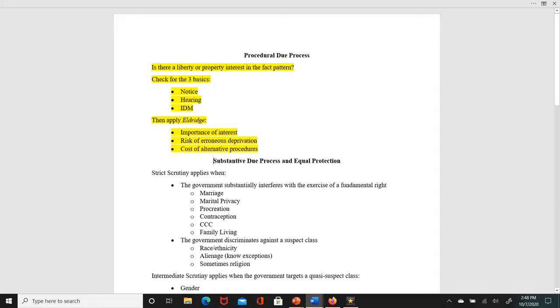When you see a claim like that, the first thing you want to check is whether there is a liberty or property interest at stake in the fact pattern. I don't have everything on this outline, some of it I'm just going to talk through. Here, watch out for things like harm to reputation. A court could say if that's all you've got, that's not even a valid property or liberty interest.